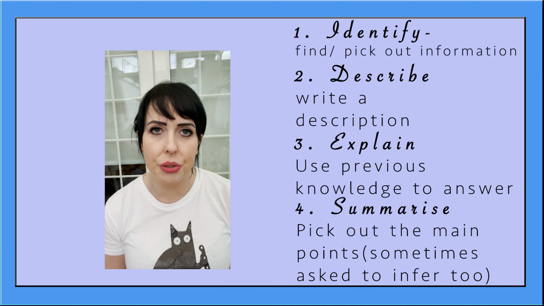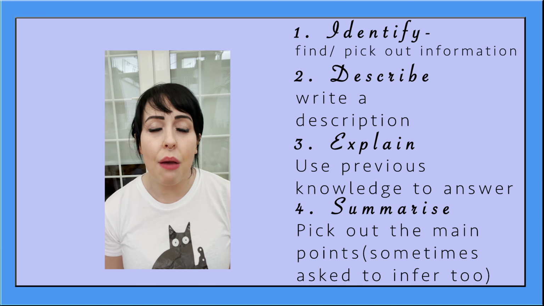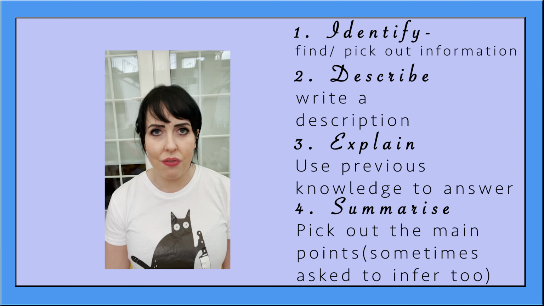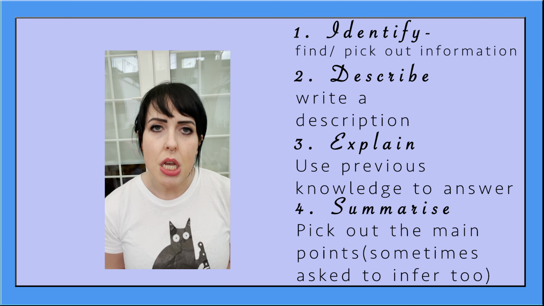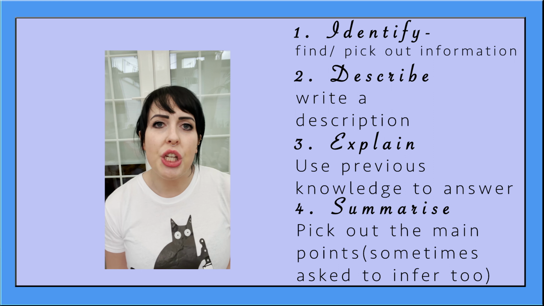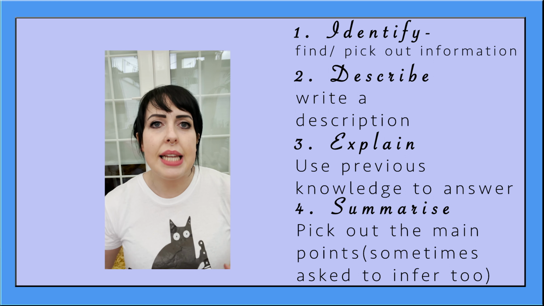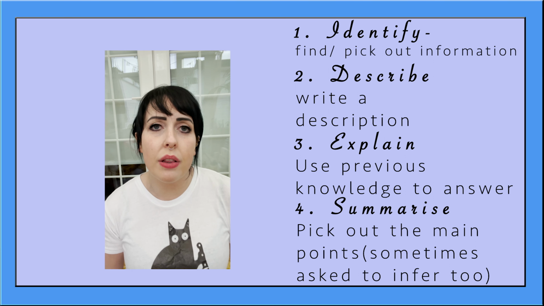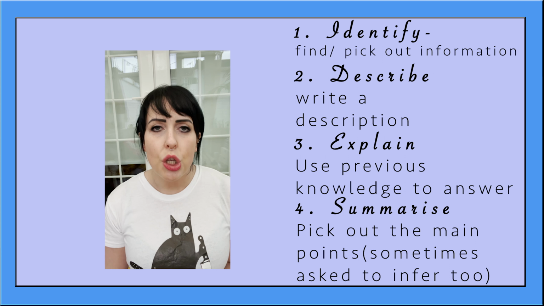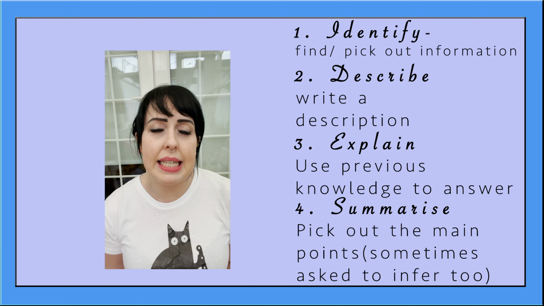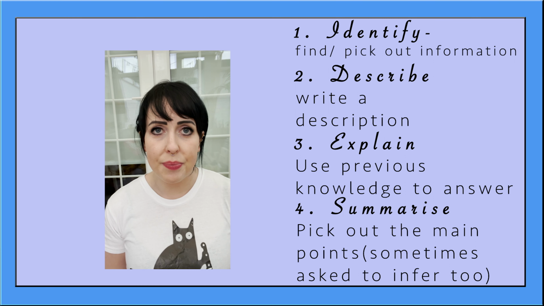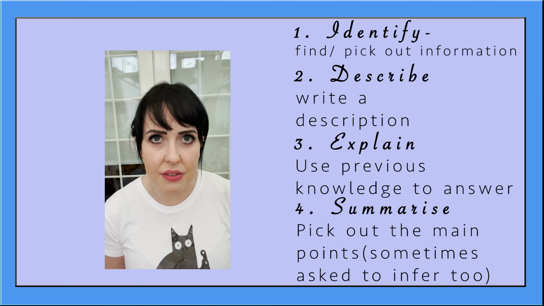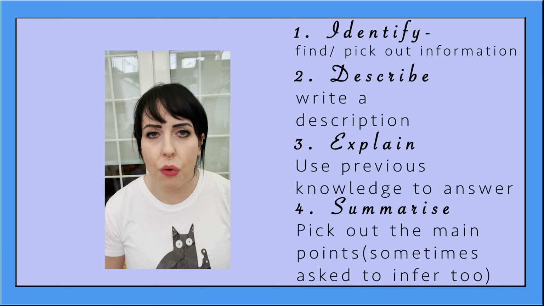Hopefully you will have done a dual code for each one of them, but if not, I would like you to do that now, please. So to create a little symbol. So to identify, which is the really straightforward one where you're just picking out bits of information. To explain, which is where you are taking your previous knowledge and applying it in a pretty straightforward way to what the question has focused on. To describe, which is where you are writing down what you see essentially. And to summarize, which is when you are taking the main points of perhaps a larger piece of text or a graph or a table.